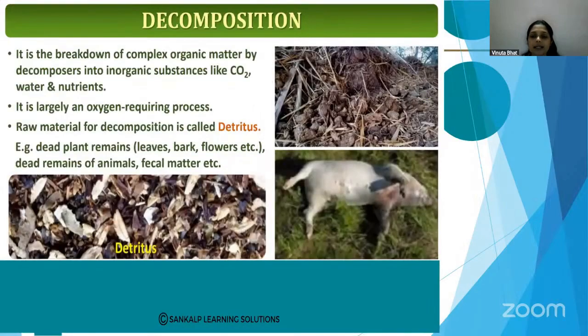Okay. Then the second thing we observe in the ecosystem is decomposition. You know that if some organism dies in the environment, after some time the body gets decomposed and mixed with the soil. So we can't see the dead organism in that area. What is the reason behind this? What is the importance of decomposition and how does it take place?